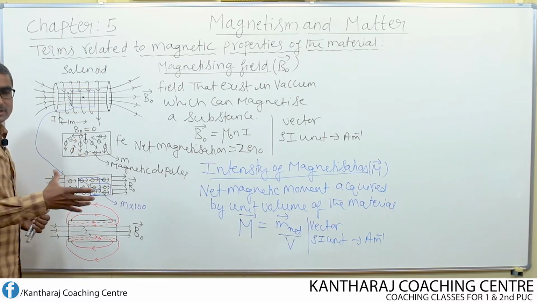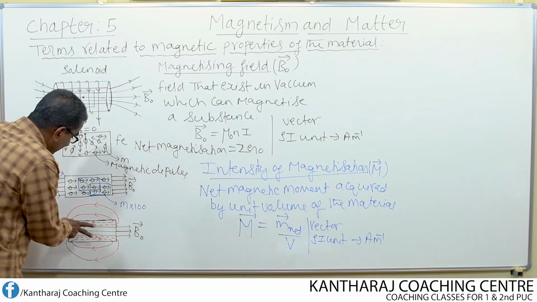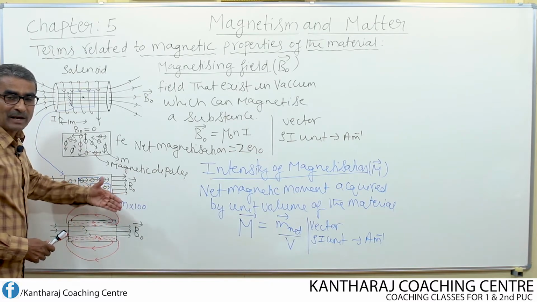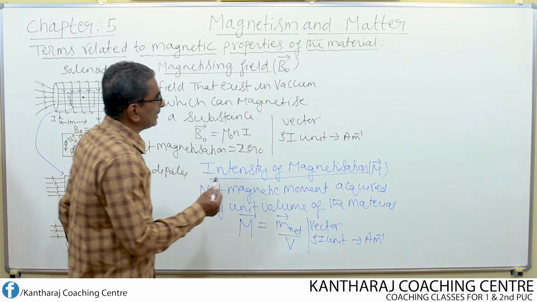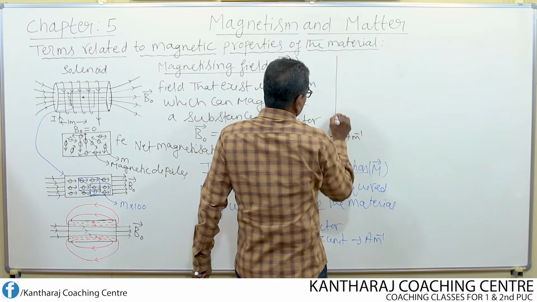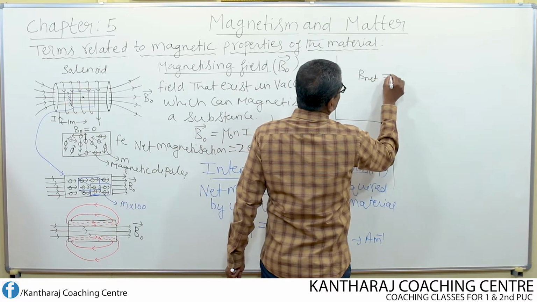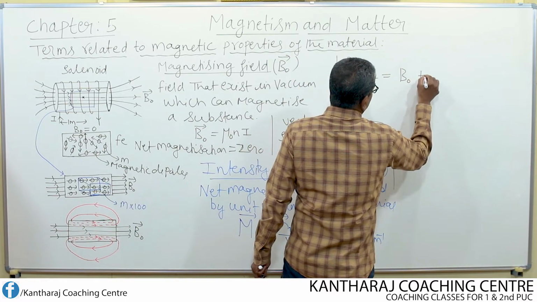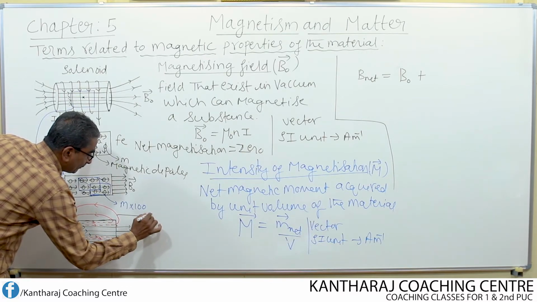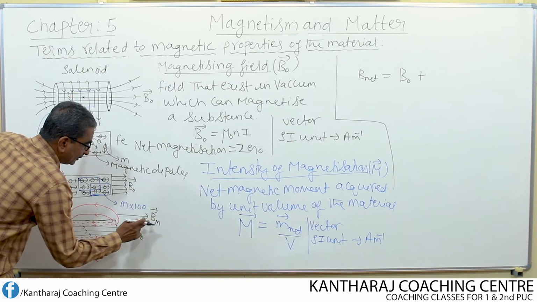Now if I consider the total magnetic lines of force inside the material. What is the total magnetic lines of force or total magnetic field inside the material? Let us consider like this: net magnetic field inside the material is nothing but equal to the sum of the magnetizing field, then the magnetic field produced due to the magnetization of the material. Okay. So what is Bm?